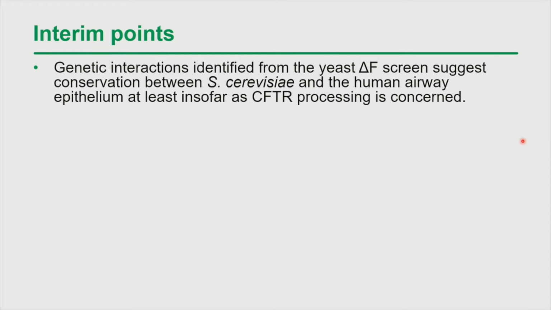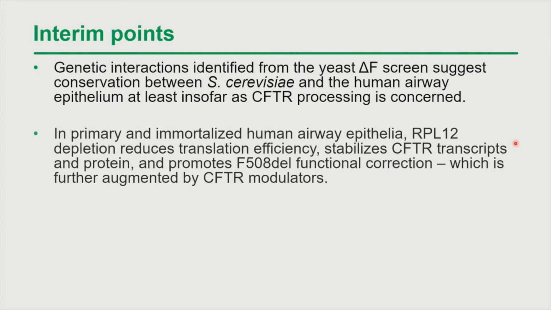So the interim points I'd like to summarize include that genetic interactions identified from the yeast delta F screen suggest genetic conservation between Saccharomyces cerevisiae and the human airway epithelium, and this is at least insofar as CFTR processing is concerned. In primary and immortalized human airway epithelia, RPL12 depletion reduces translation efficiency, stabilizes CFTR transcripts and protein, and promotes delta F functional correction, which we see in some cases is further augmented by CFTR modulators, but not across the board for some of the rare variants evaluated.